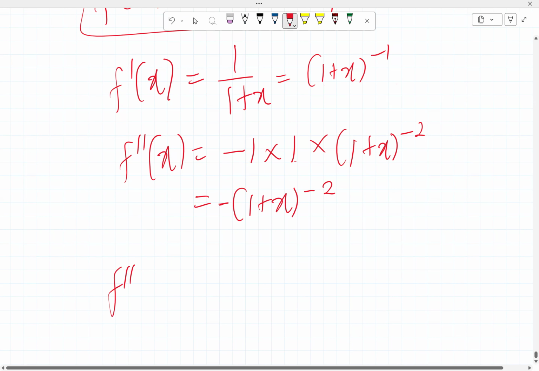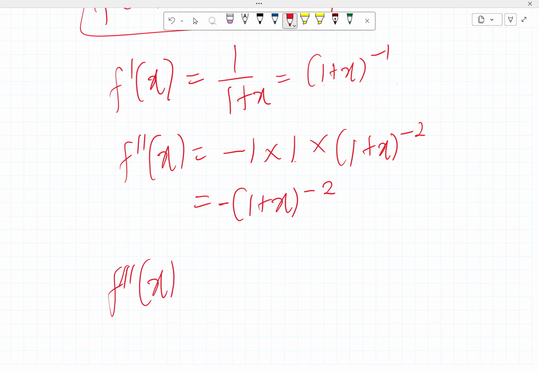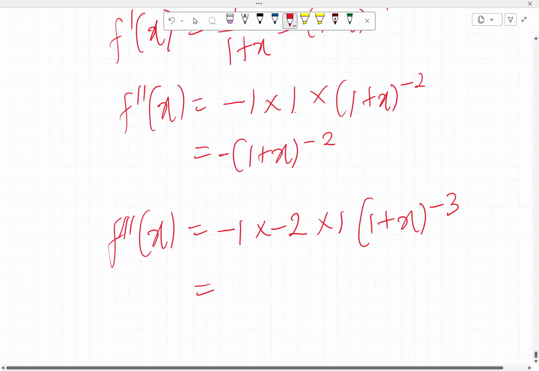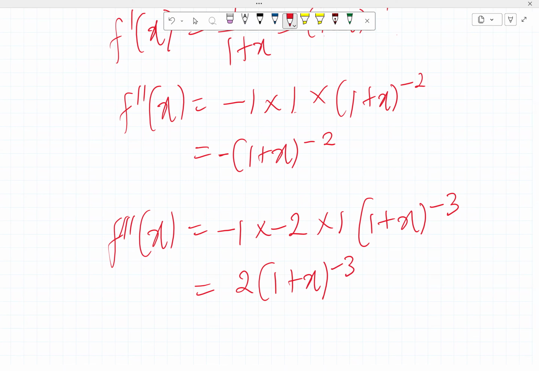Then f'''(x), that's the third derivative here, is equal to, so again, differentiate this. The minus is there already, times, bring down the power now, that's -2. Differentiate inside, that's 1. Then the original expression, reduce the power by 1, that's -2 minus 1. So if you put that together, you then have 2(1 + x)^-3. And you can go on and on.